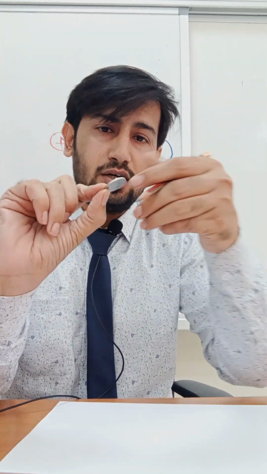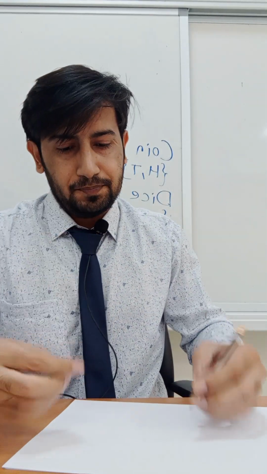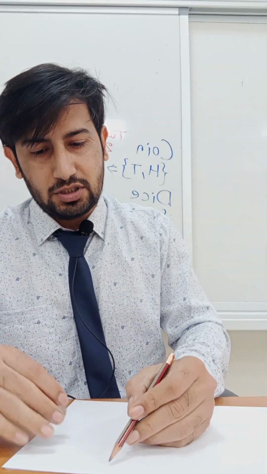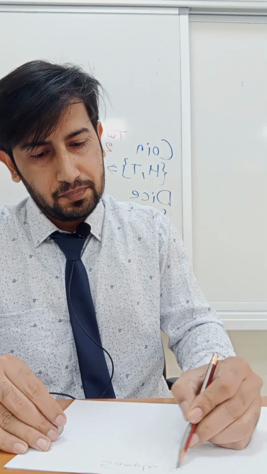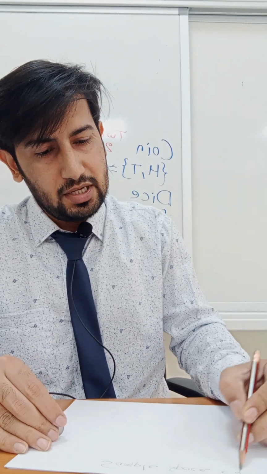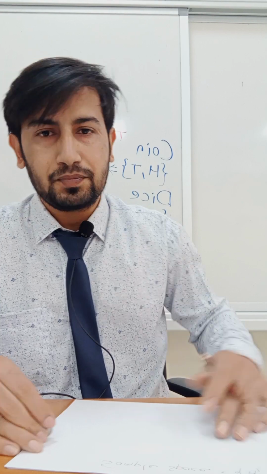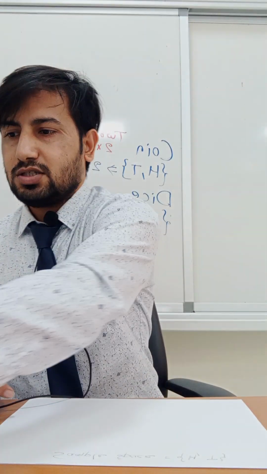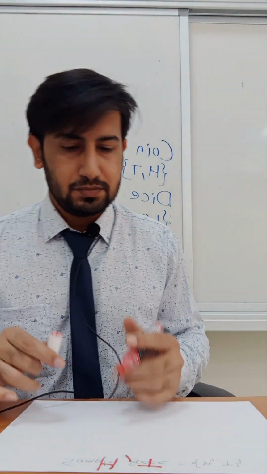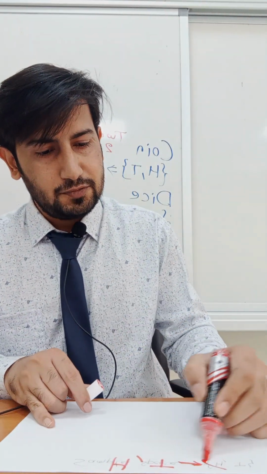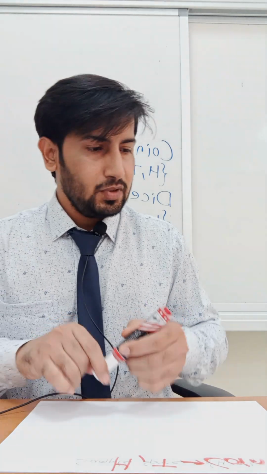Now as you can see here, how many outcomes are possible? One is tail, one is head. So only 2 possible outcomes, right? So the sample space for this, I will show you, will be head and tail. So for a coin, the sample space will be head and tail.